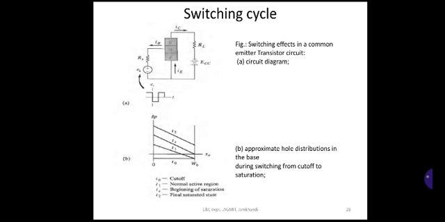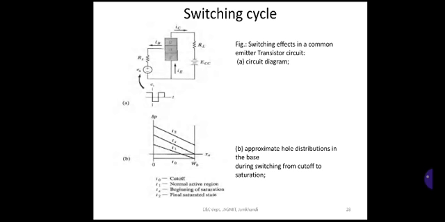The second figure shows the approximate hole distribution in the base during the switching from cutoff to saturation. Here there are four terms used: T0, T1, T2 and TS. T0 represents the cutoff region, when both the emitter junction and collector junction are in reverse bias. The transistor is in the cutoff region at T0, where the operating point lies, and that is shown here. The figure shows the approximate hole distribution in the base region during the switching from cutoff to the saturation region, and how it takes place.